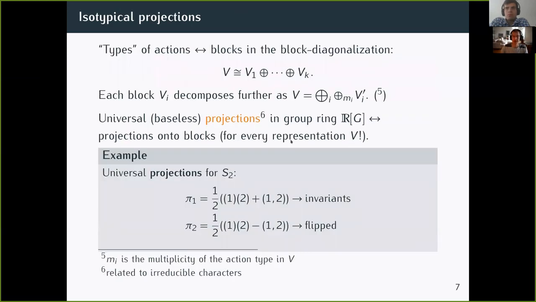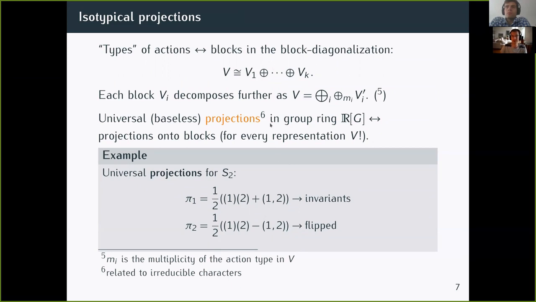So as you could see, this symmetric group of order 2 has two types of actions. One type is to keep everything fixed. The identity has this property. And the other type is to flip things. So that was the other element in the group. And in general, all finite groups have a finite number of types of action.